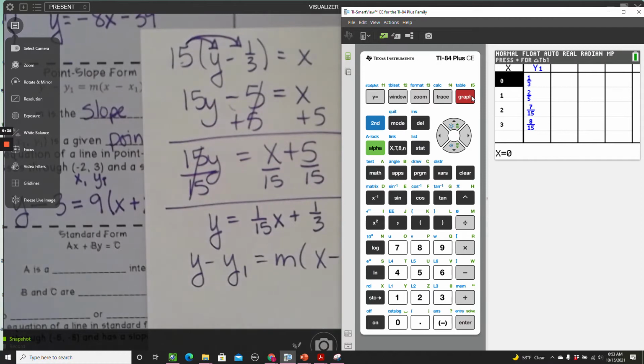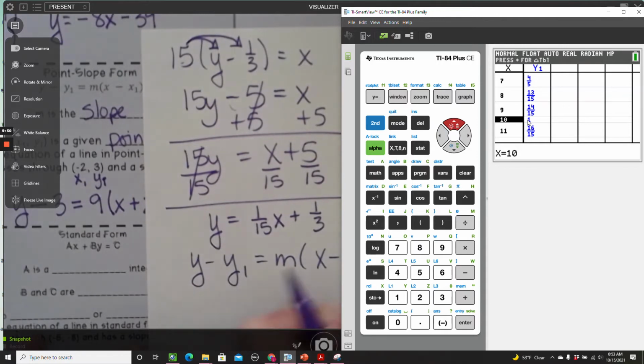So the point I'm going to use doesn't look right. It's never good. Ah, there's one that I can use. I'm going to use this one. x is 10, y is 1. I'm going to use the point 10, 1.